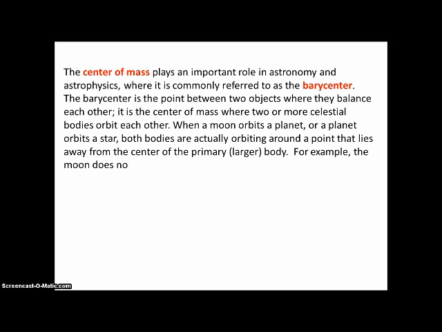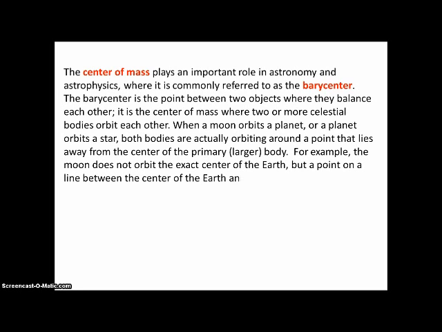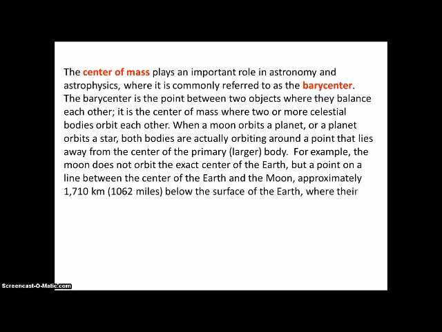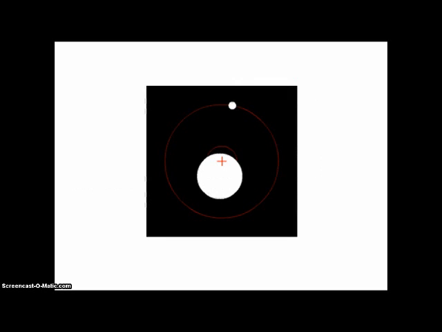For example, the moon does not orbit the exact center of the Earth, but a point on the line between the center of the Earth and the moon, approximately 1,710 kilometers below the surface of the Earth, where their respective masses balance. Here's a picture of that, exaggerated quite a bit. The red plus sign is the supposed center of mass. Okay, so enough of this fun.